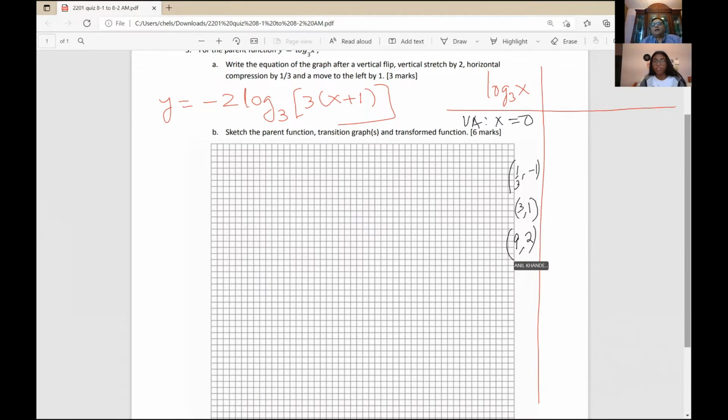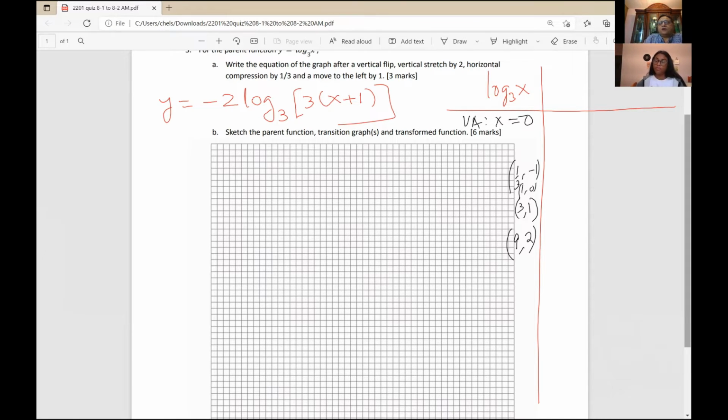And when is the log equal to 0? What is the x-intercept? It's always 1. So I'll write 1, 0. Is it okay? I have to space it out. So you can space this out. Perfect. So these are your critical points.